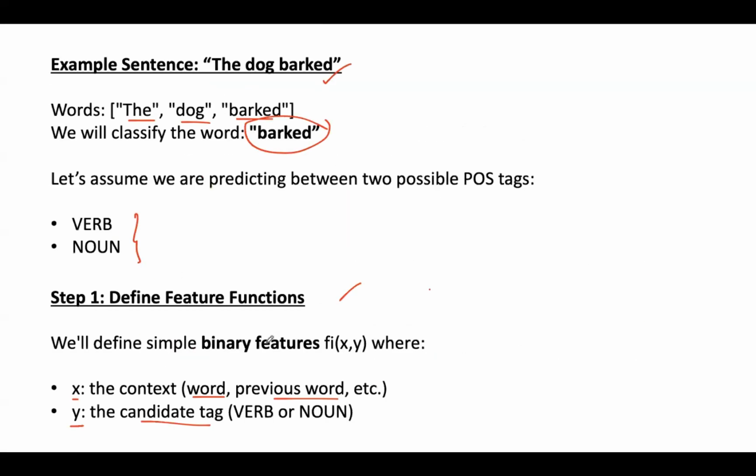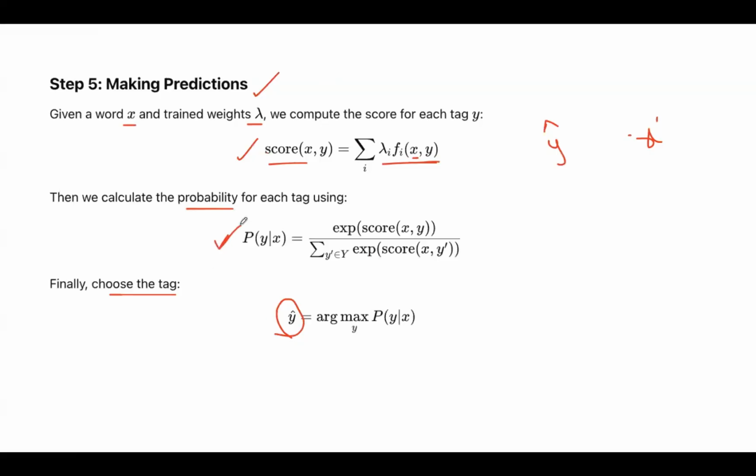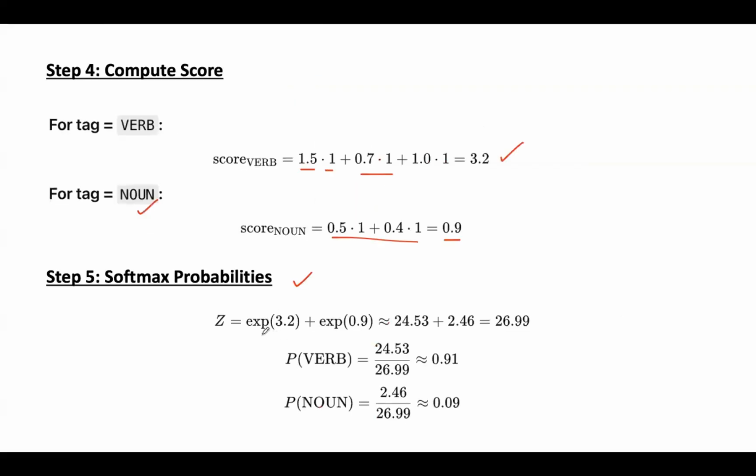After this, calculate softmax probabilities to get values between 0 and 1. For this, you can see the formula. You need to calculate the probability using softmax. So take the exponentials of these values, 3.2 and 0.9, and add them, which gives you approximately 26.99. Now find the probability for both tags separately. Take the value 24.53 for the verb score and divide it by the total value. Similarly, for noun the value is 2.46; divide that by the whole value, which is the summation of these two values. You need to divide both by 26.99. From this, we got the probabilities 0.91 and 0.09.